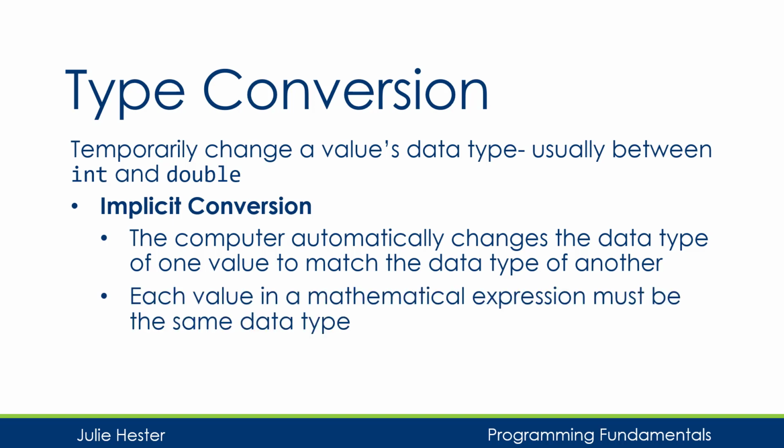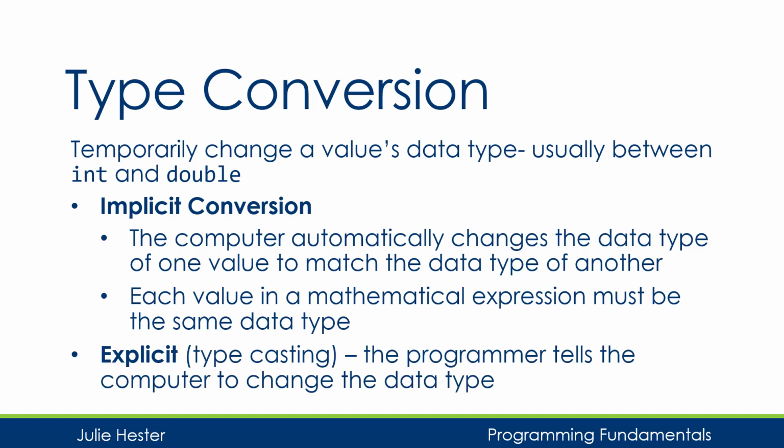What do I mean? If I have a mathematical expression and I'm adding two numbers, or subtracting one number from another, I need both of the numbers to be the same data type. They need to either both be floating point numbers or both be integers. This is going to happen implicitly for me. It'll be automatic, and then the value will be computed. The original data type isn't modified, and then the program will continue.